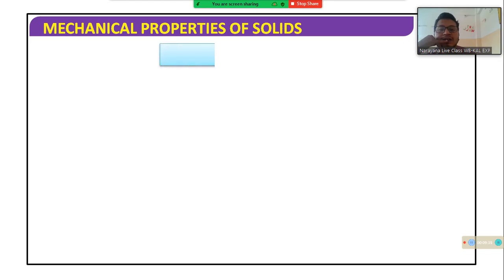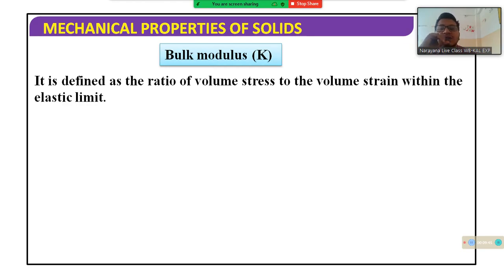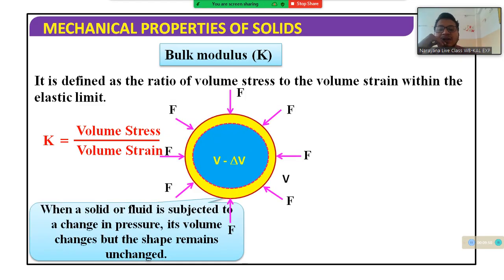Bulk modulus. It is defined as the ratio of the volume stress to the volume strain within the elastic limit. K is the volume stress by volume strain.